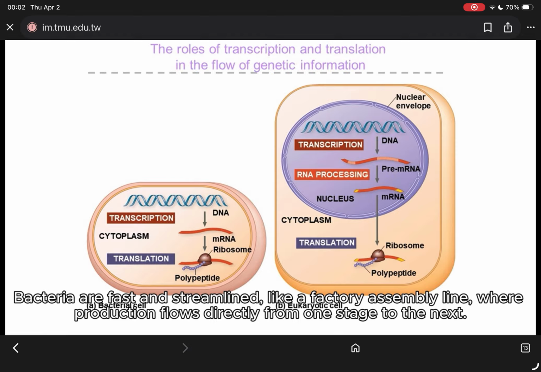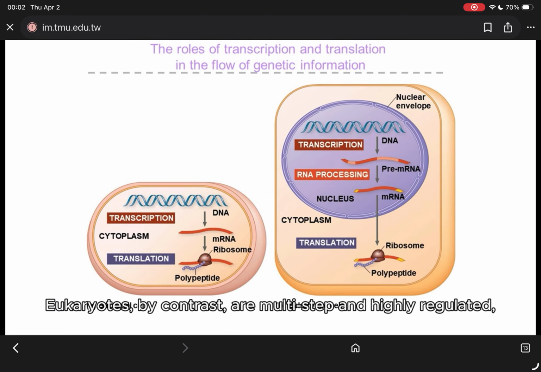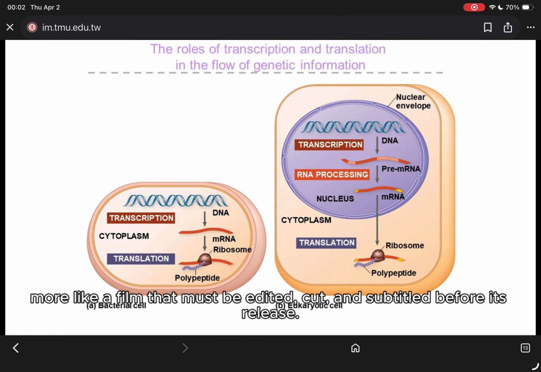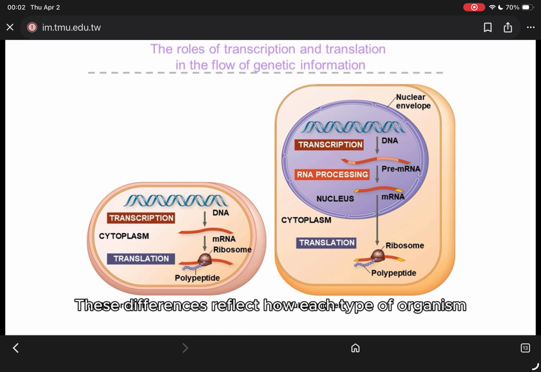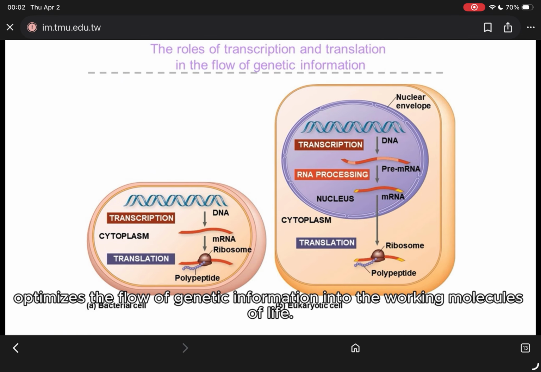Bacteria are fast and streamlined, like a factory assembly line where production flows directly from one stage to the next. Eukaryotes, by contrast, are multi-step and highly regulated, more like a film that must be edited, cut, and subtitled before its release. These differences reflect how each type of organism optimizes the flow of genetic information into the working molecules of life.